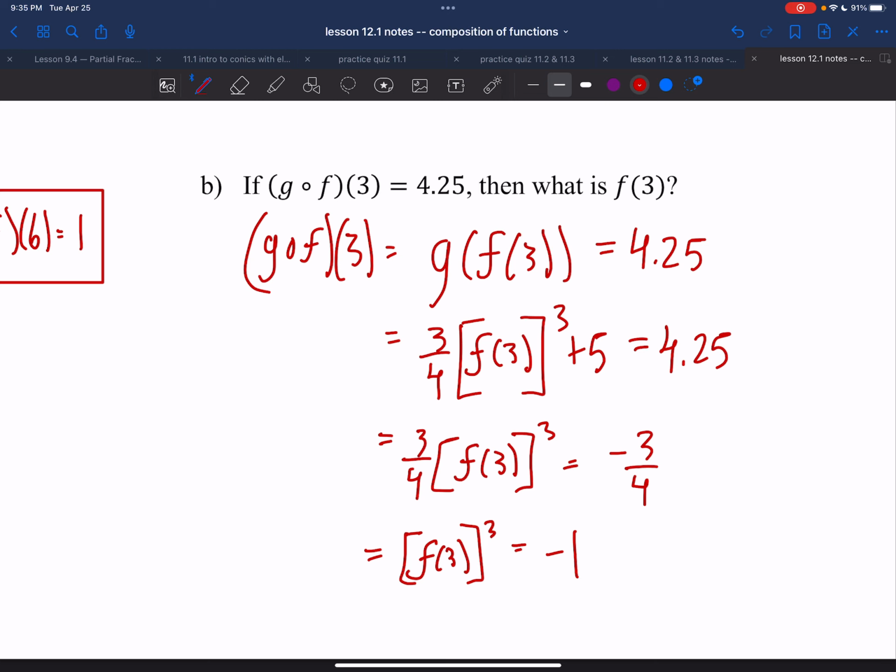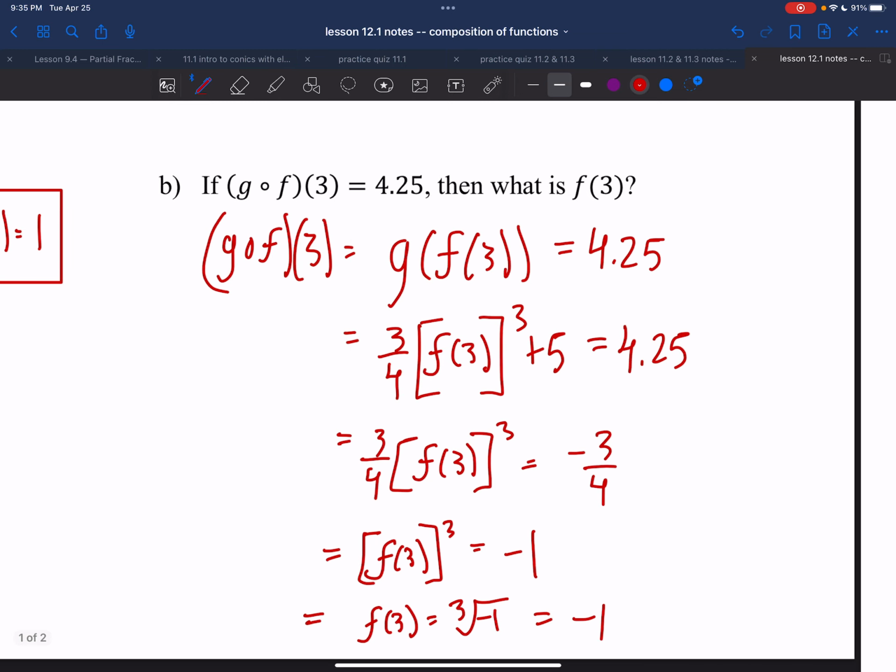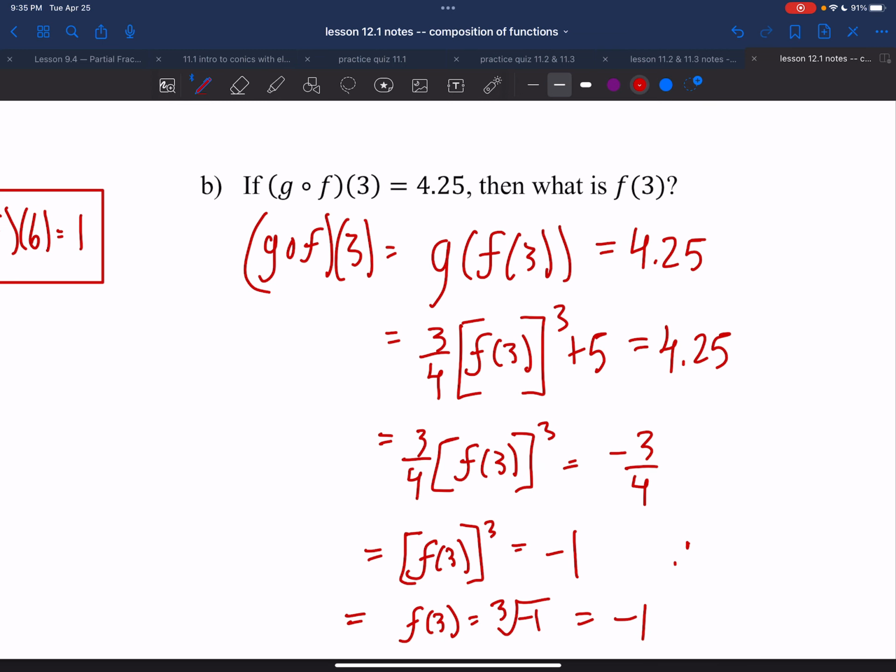As you divide 3/4 by itself, you get that. So that means if I take the cube root of both sides, f of 3 equals the cube root of -1. And what is the cube root of -1? It's -1. So, therefore, f of 3 equals -1.